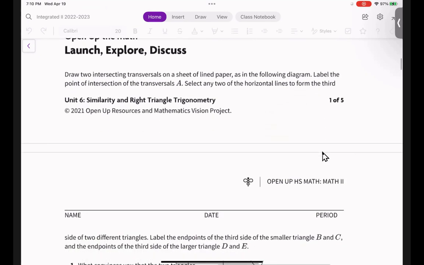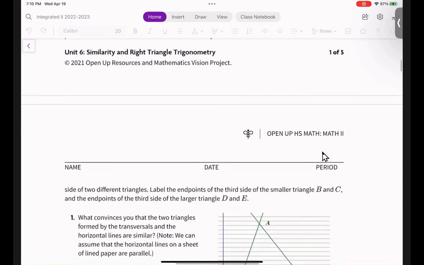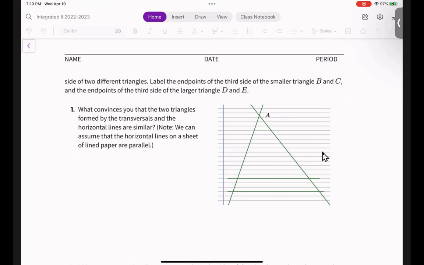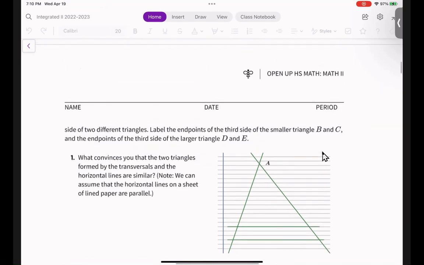So it says, draw two intersecting transversals on a sheet of paper as in the following diagram. Label the point of intersection of the transversals A and select any two of the horizontal lines to form the third side of two different triangles. Label the endpoints of the third side of the smaller triangle B and C, and the endpoints of the third side D and E. So wait, what?